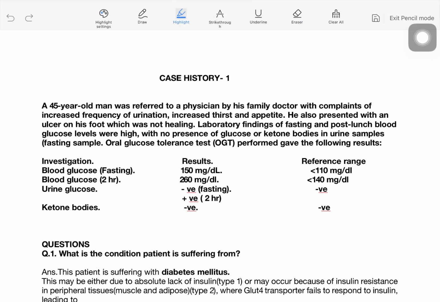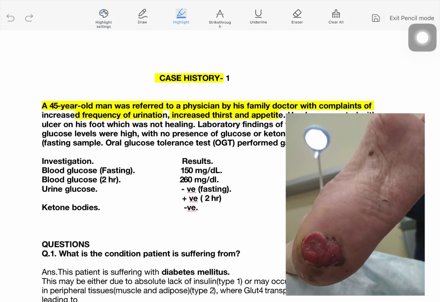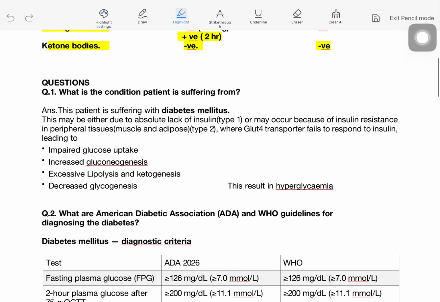So a 45-year-old male presenting with classical symptoms, that is increased thirst, frequent urination, increased appetite and a non-healing foot ulcer. Now look at his lab results. Fasting blood glucose is 150 milligram per deciliter, normal is less than 110. 2 hours post lunch blood glucose is 260 milligram per deciliter, normal is less than 140. Urine glucose is positive at 2 hours. Ketone bodies are negative. So look at these lab values and answer.